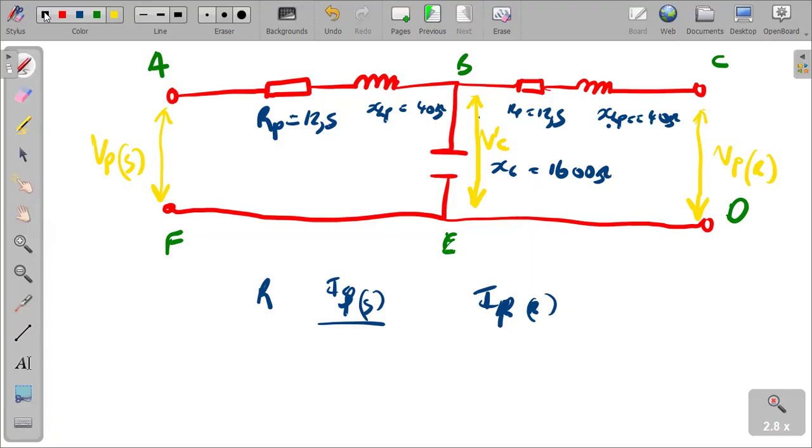So let's now indicate the current. This current here is IPR, the receiving end phase current. And I will indicate this one as my IPS, the sending end phase current. And then I will indicate this one as my IC, right? This is our diagram. That's how the diagram looks. This is the diagram that the examiner is asking for, right?